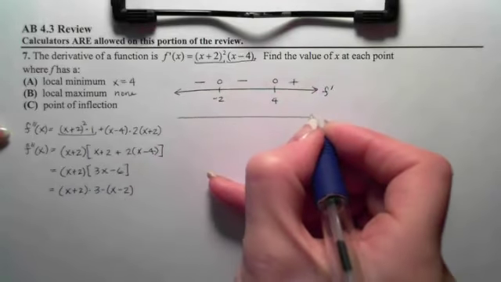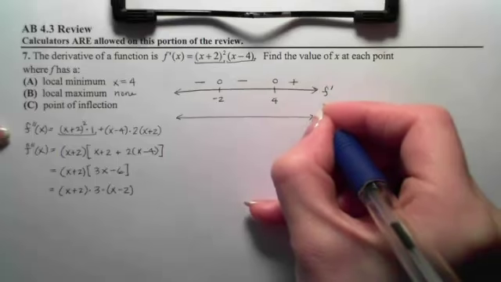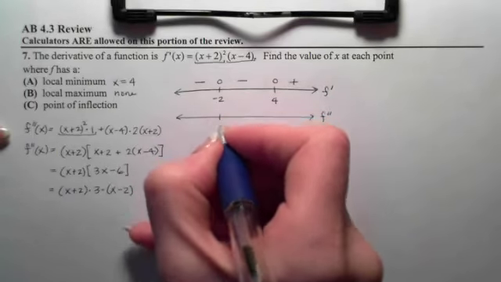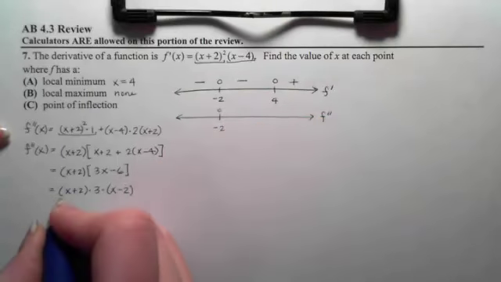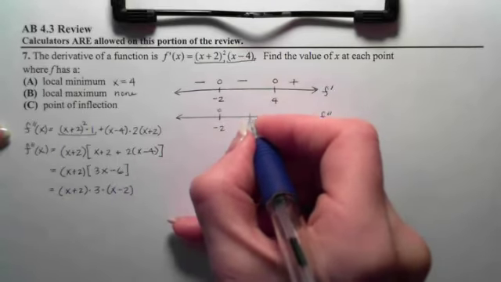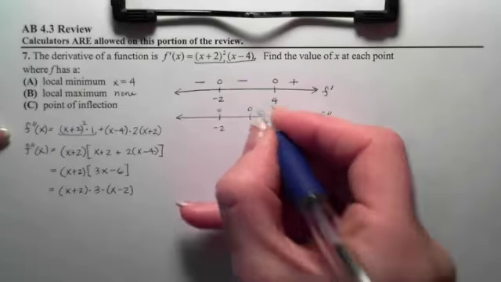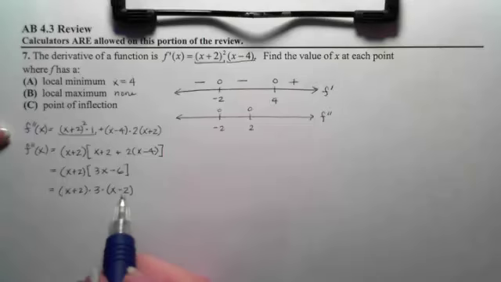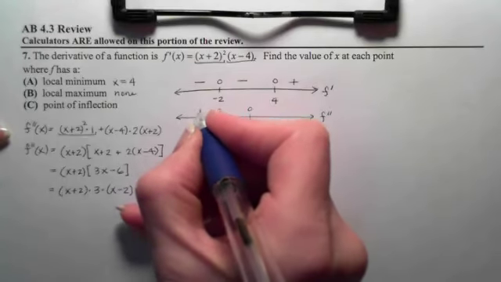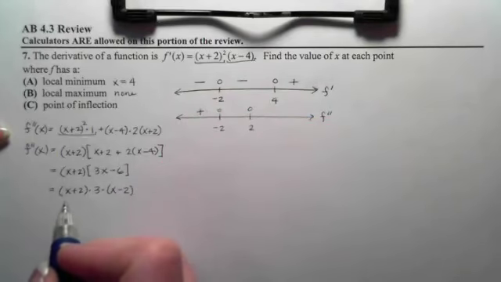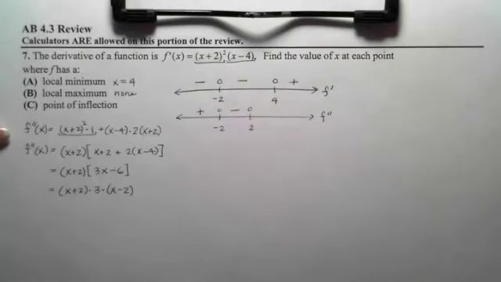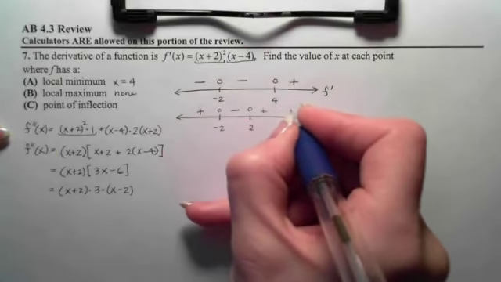So over here, I can now do my sign chart for f double prime. I have a 0 at -2, and I've got another one at +2. Prior to -2, say at -3, this would be negative and this would also be negative. Between -2 and 2, say at 0, this will be positive, this will be negative. And after 2, they'll both be positive.